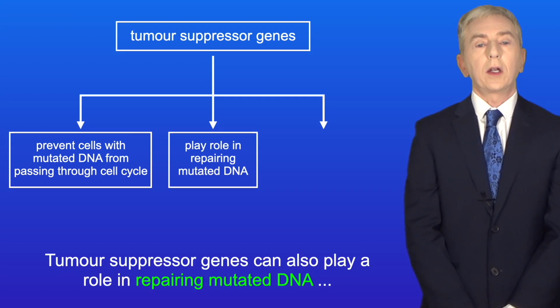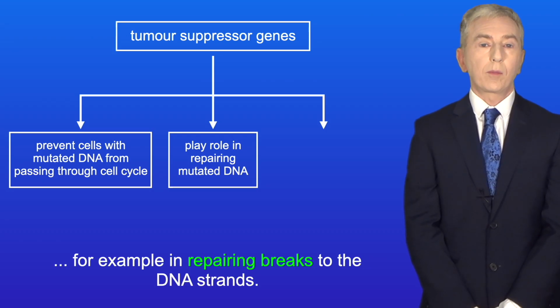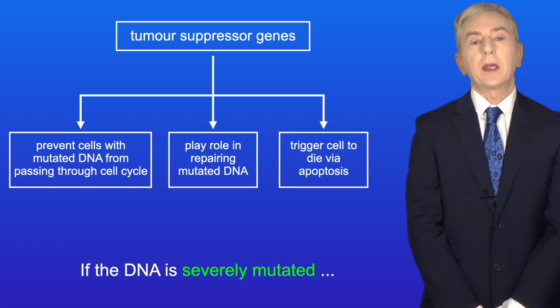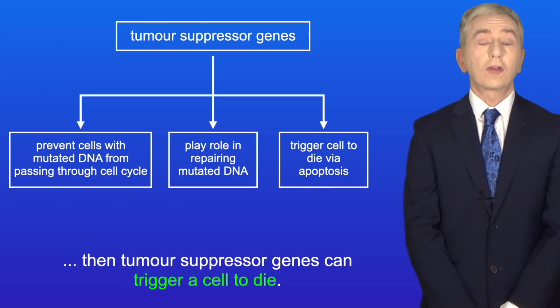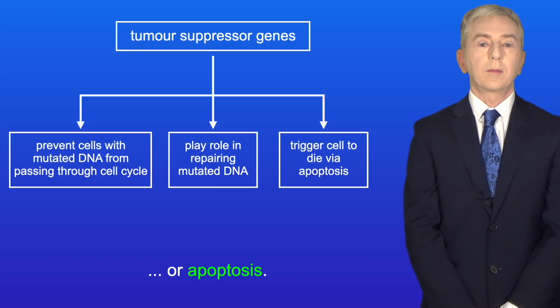Tumour suppressor genes can also play a role in repairing mutated DNA, for example in repairing breaks to the DNA strands. And if the DNA is severely mutated, then tumour suppressor genes can trigger a cell to die. Scientists call this process programmed cell death or apoptosis.